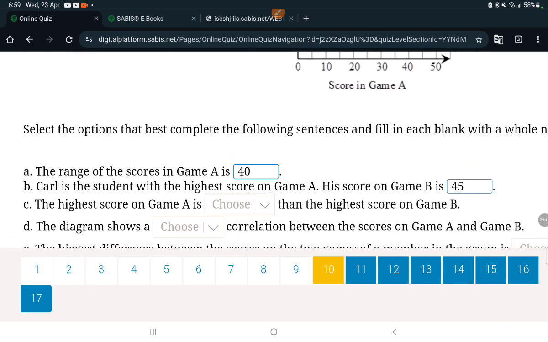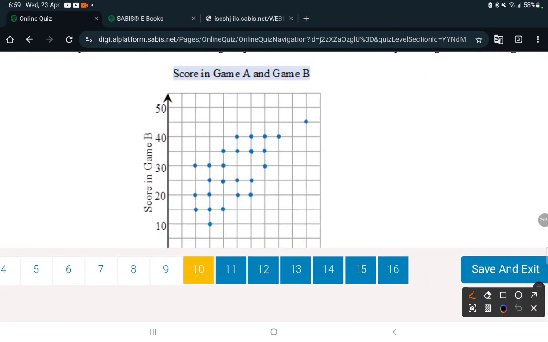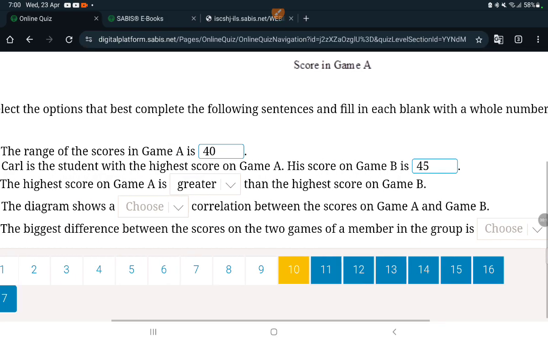The highest score on Game A is blank than the highest score on Game B. Okay, so 50 is the highest score on Game A. And then Carl got the highest scores in both games, which is going to be 45. So the high score on Game A is greater than the high score on Game B, because 50 is greater than 45.